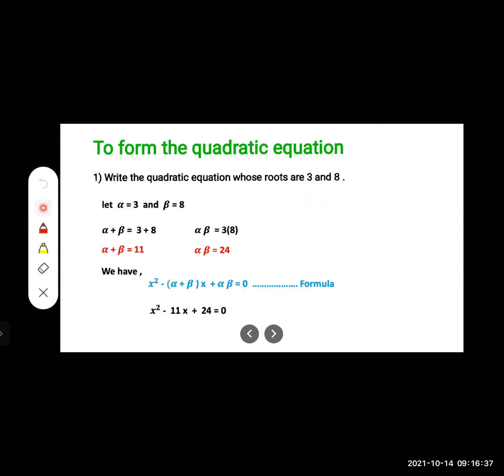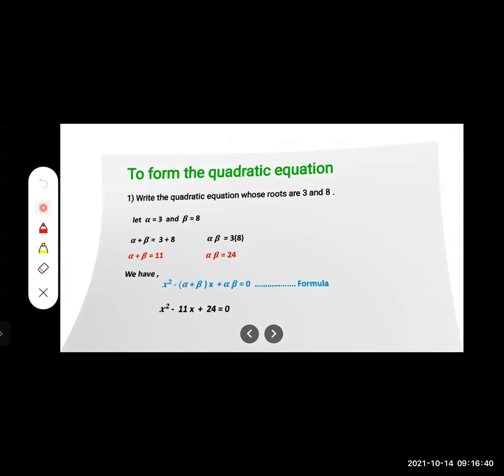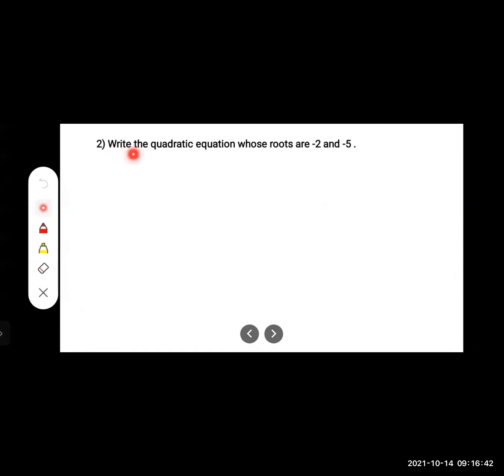We'll do one more sum like this. See, write the quadratic equation whose roots are minus 2 and minus 5. So the first time we saw both the numbers' signs were plus. Now both the numbers' signs are minus. Okay, so whenever minus comes, we have to be very careful while solving the sums. Yes, here also see, you let this minus 2 be alpha, and this minus 5 be beta. Beta equal to minus 5.